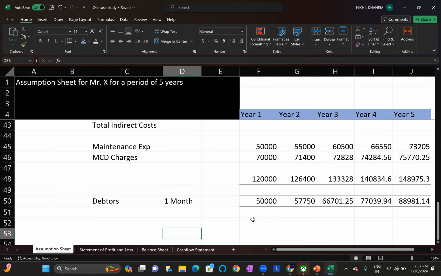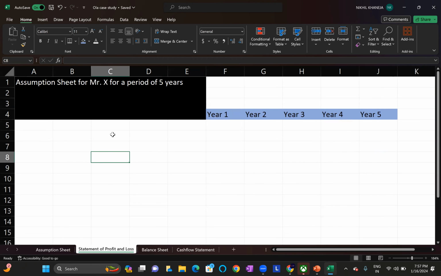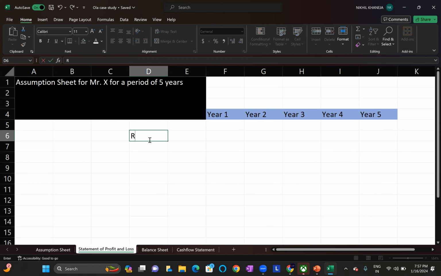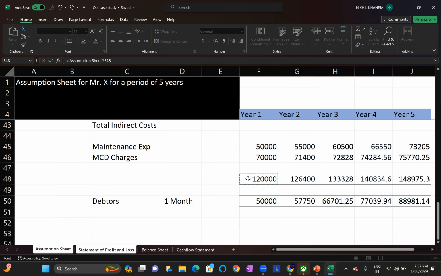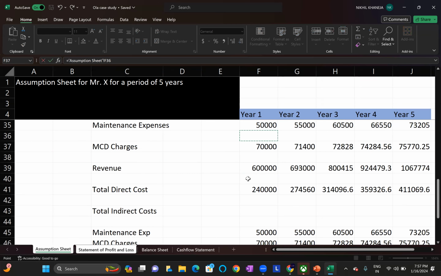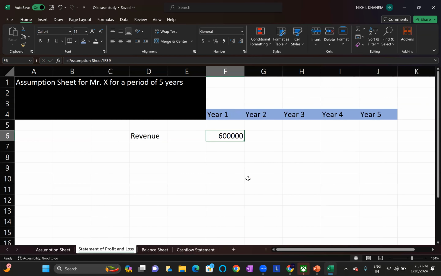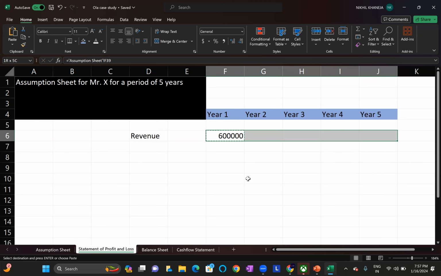Okay. So now I'll be moving to my statement of profit and loss. It starts from the revenue. I'll be linking up from the assumption sheet only. Here I got my revenue. This amount. Enter. Control C, drag it for remaining years.